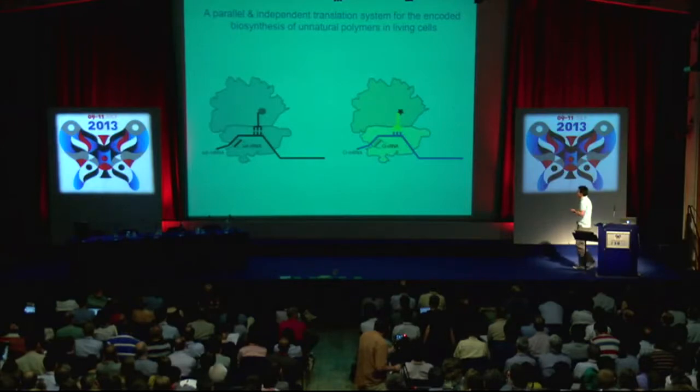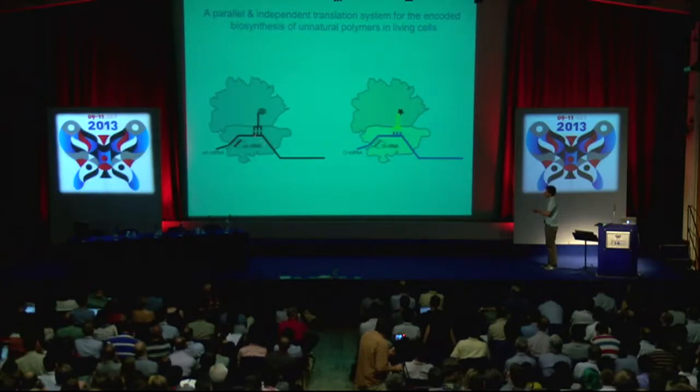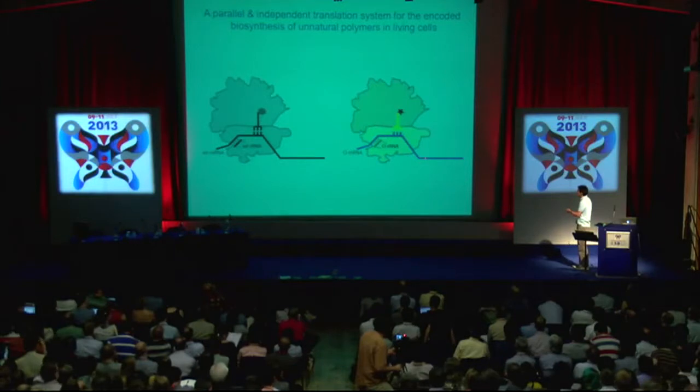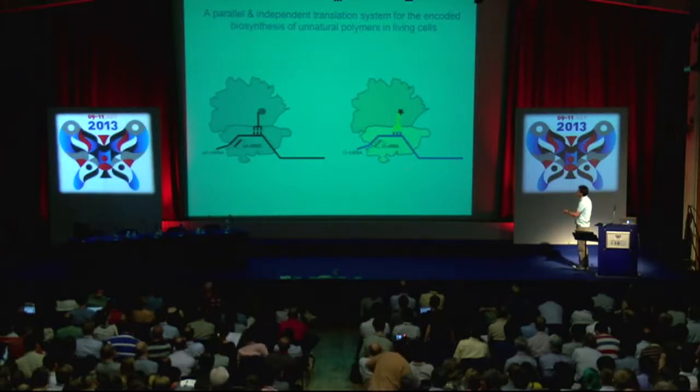So we did initially a thought experiment. We said, well, if this is what natural translation looks like schematically, you have natural ribosomes, natural messages, natural tRNAs that use natural amino acids. We said, what would happen if, within the cell, we were able to build a new ribosome that read a new message, okay? And that ribosome had very specific properties that operated in parallel with, but independent of, the natural ribosome, okay?